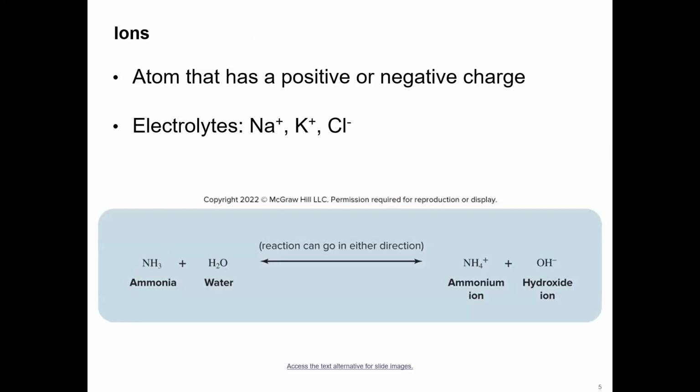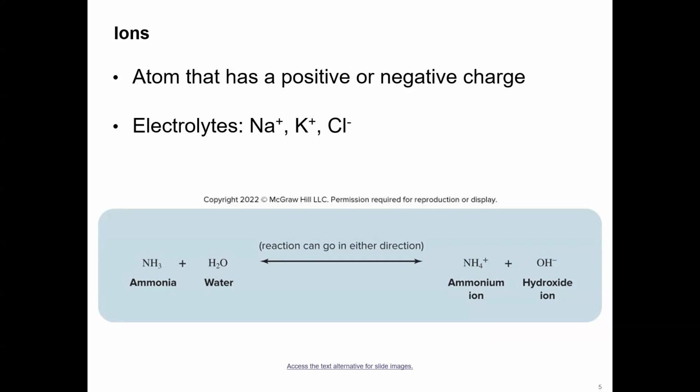Ions, another good chemistry term that you've probably seen before. Your definition there for an ion: an atom that has a positive or negative charge. If you think about elements on the periodic table, an atom is basically neutral, but an ion has a charge associated with it. And so it's either gained or lost electrons.